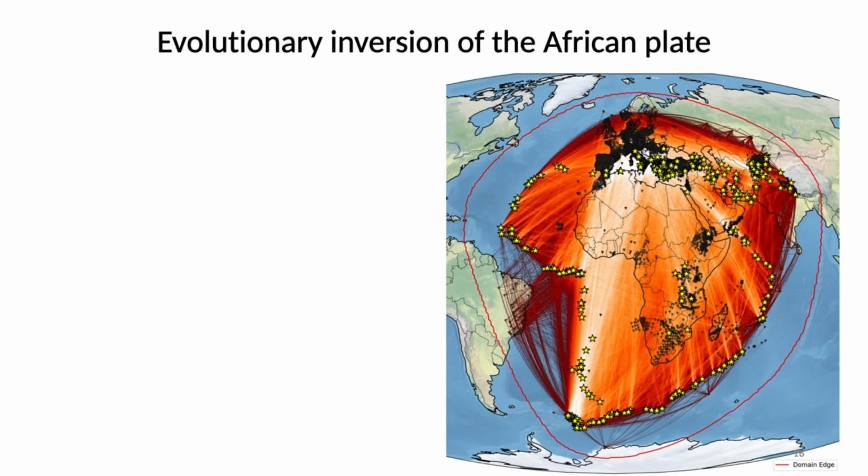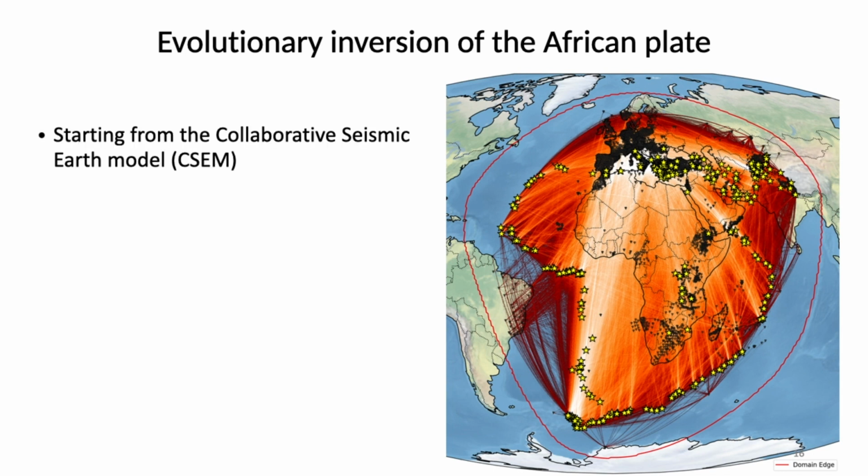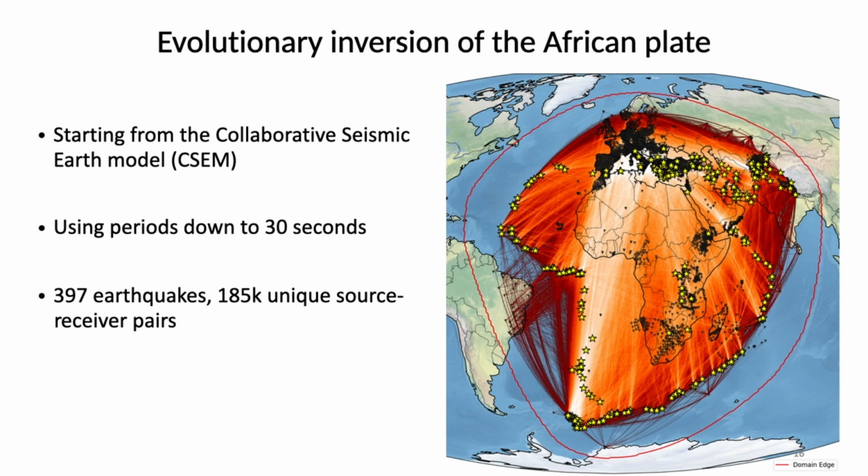The previous example was made to illustrate the utility of evolutionary FWI. We will now show a full-scale example that starts from current times. The starting model is the collaborative seismic Earth model. This time we will go down to a period of 30 seconds, rather than the previously used 70 seconds in the toy example. The complete dataset consists of almost 400 earthquakes and 185,000 unique source-receiver pairs.